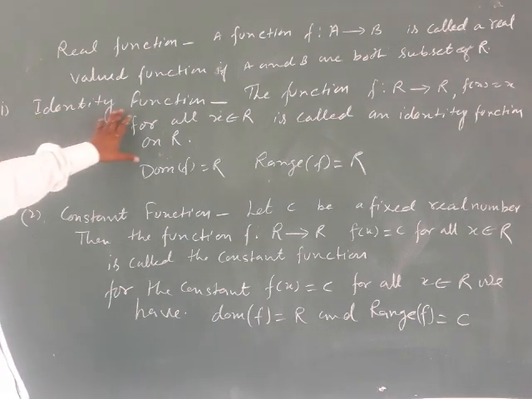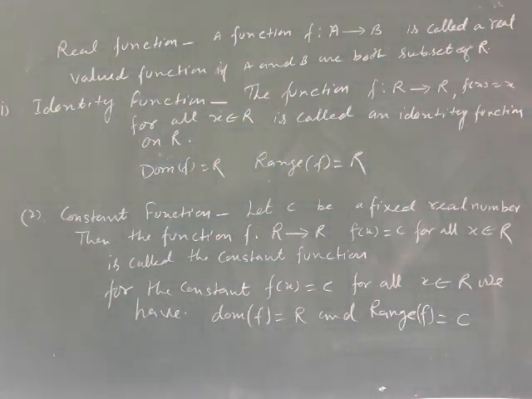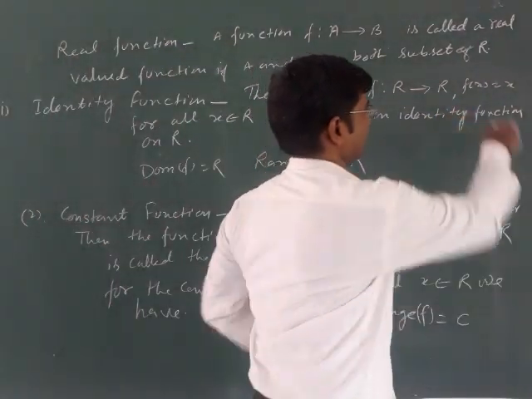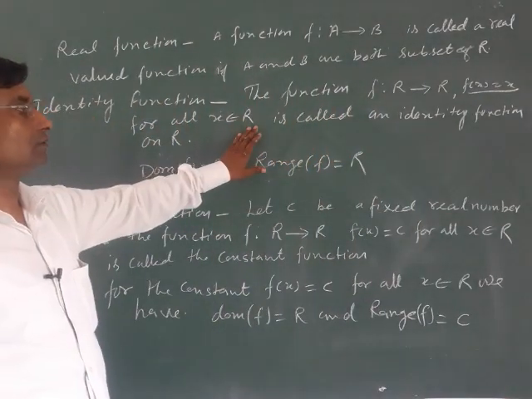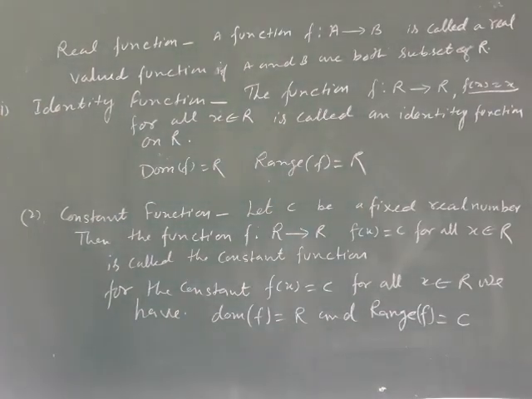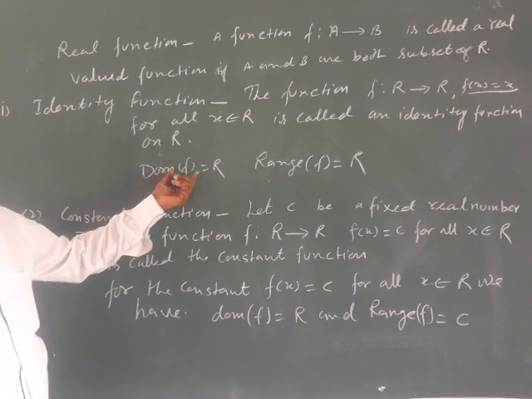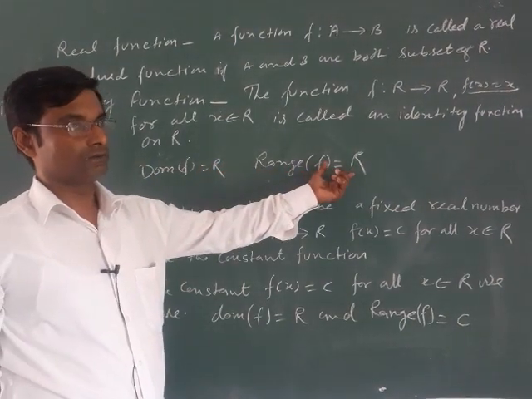First, identity function. The function F from R to R, real to real, given by F(x) is equal to x for all x belonging to R is called the identity function on R. So the domain of the given function is real, and the range of the function is equal to R.